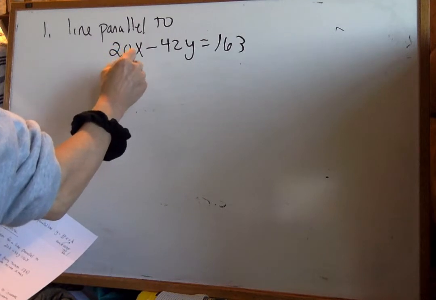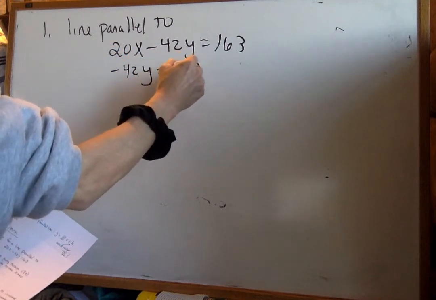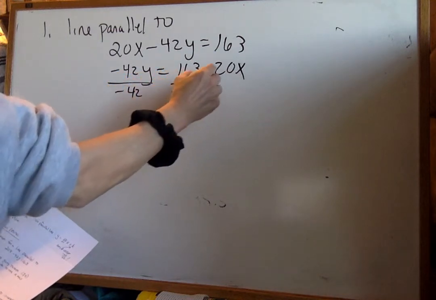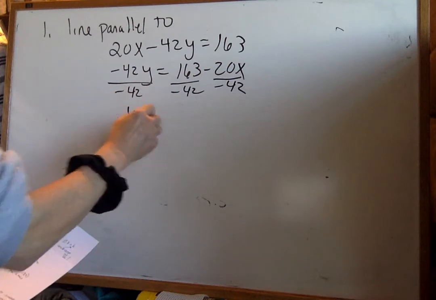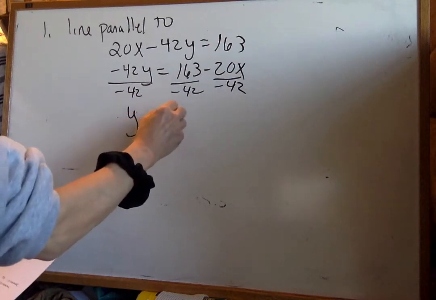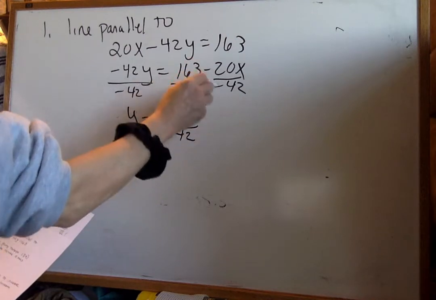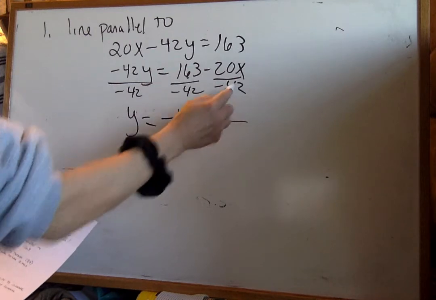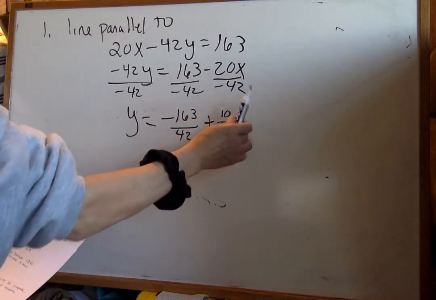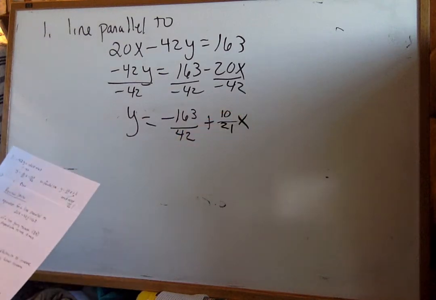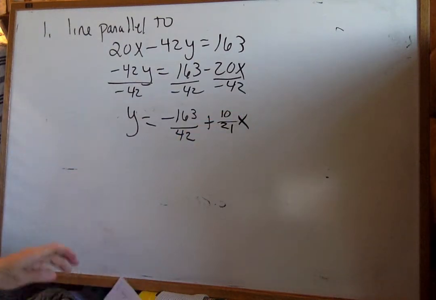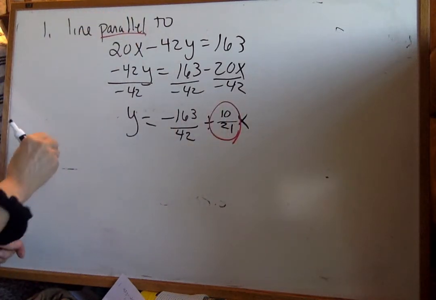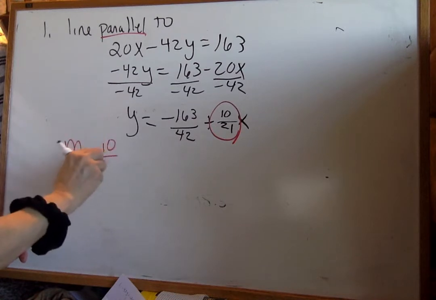So minus 42y equals 163 minus 20x. Got to divide by minus 42 to every single piece, right? This is going to be plus. Let's go ahead and reduce that. 2 goes into 20 10 times. 2 goes into 42 21 times. So that's 10 over 21x. This is your slope. We need something parallel, so it's going to be the same slope, right?